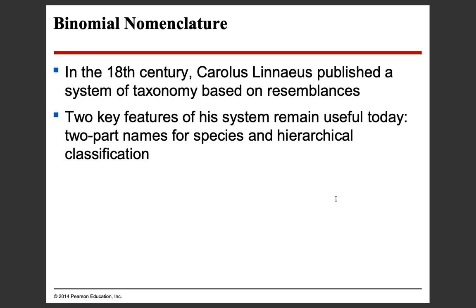So there's two key features of the naming system that still remain useful today, even though now we're relying more on the facts of evolution, evolutionary history. There's a two-part name for species and hierarchical classification. So you know that binomial nomenclature means two-name naming system. Okay, so it's going to be the genus and the species for an organism. And so the classification system is where we get those genus and species. It's the two most specific. So each organism on the planet has one genus, one species, and that is its kind of identification. So for humans, it is Homo sapiens, our genus and our species.